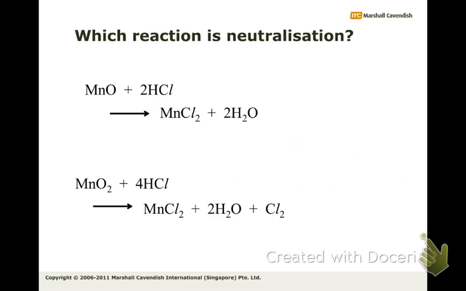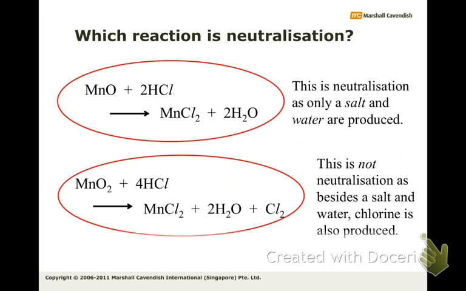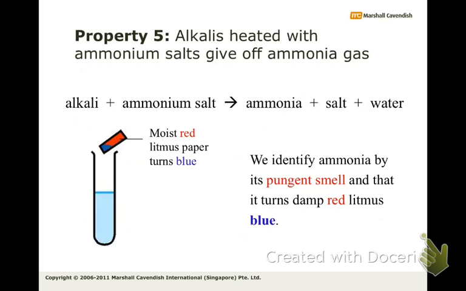Now which reaction is neutralization? Remember, neutralization will give you salt and water only. For this case, you have manganese oxide and hydrochloric acid. Manganese oxide will behave in two ways, MnO2 and MnO. So which one is actually a neutralization reaction? You realize that the first one is the neutralization reaction because it will produce salt and water. The second one is not, because it produces salt, water and chlorine. So as long as it produces something extra, it is not a neutralization reaction.